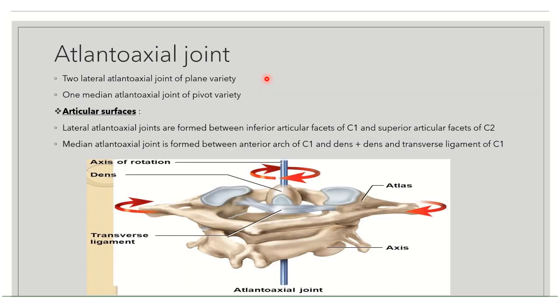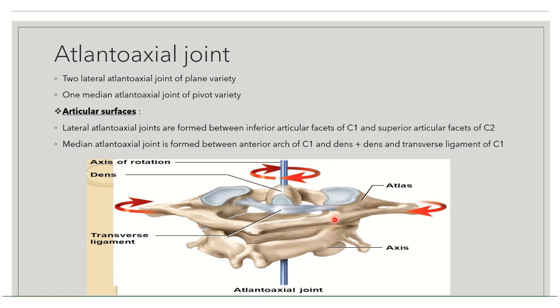Atlanto-axial joint. This joint, as the name indicates, forms between the first and the second cervical vertebrae. There are a total of 3 atlanto-axial joints: 2 lateral atlanto-axial joints and 1 median atlanto-axial joint. Let's have a look at the articular surfaces of these lateral and median atlanto-axial joints.